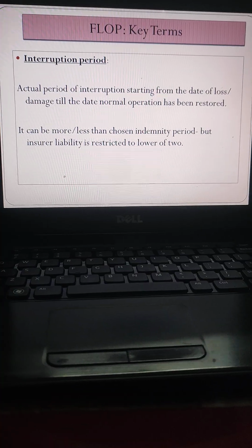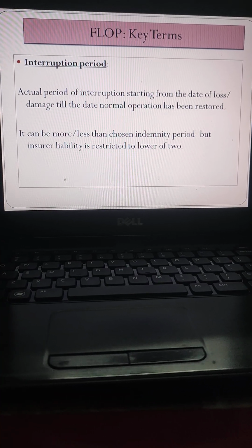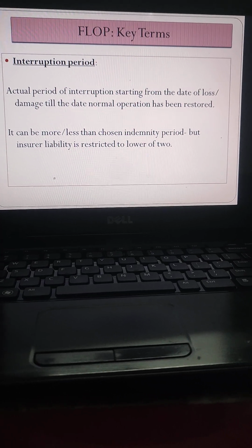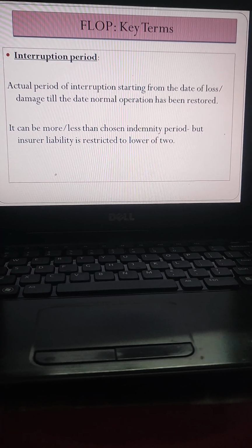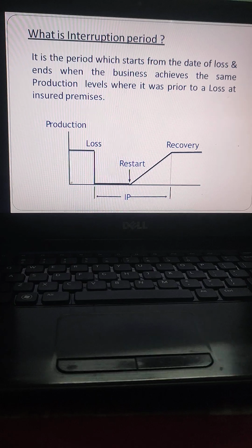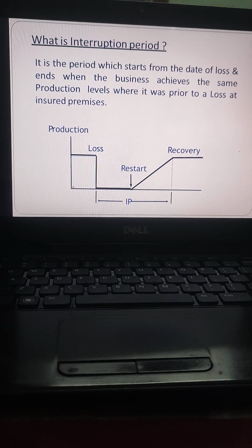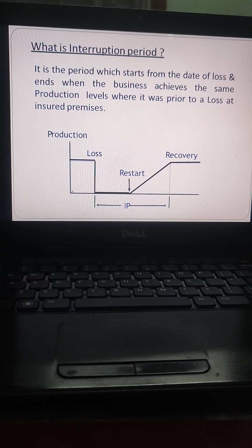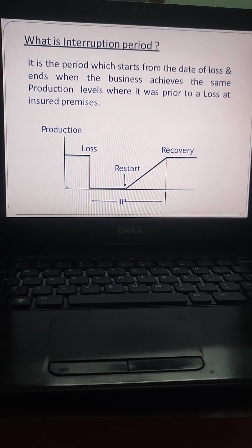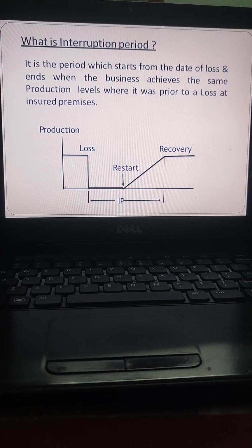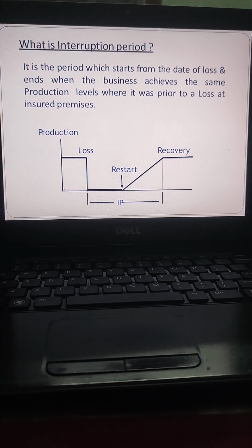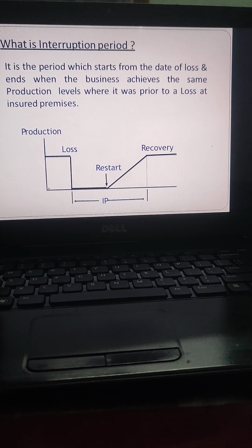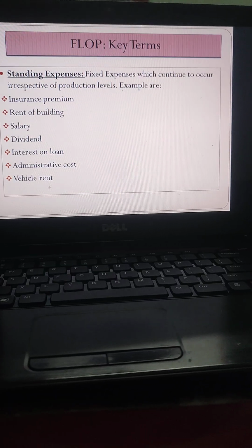Now key terms are interruption period. Actual period of interruption is starting from the date of loss, that is damage, till the date normal operations has been restored. It can be more or less than the chosen indemnity period, but insurance liability is restricted to lower of the two. So this is the case of the interruption period. It is a period which starts from the date of loss and ends with when the business achieves the same production level where it was prior to a loss at insured premises. So production starts, and then the loss date, and when the production restarts, and what is the recovery period. This all is covered under the interruption period.